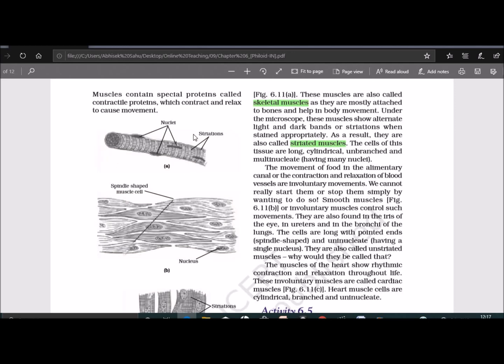This is the diagram of a skeletal muscle. It is a voluntary muscle. The cells are long, cylindrical, unbranched, and multinucleated. It is found in the muscles of the limb, face, neck, etc., and its function is to help in locomotion.